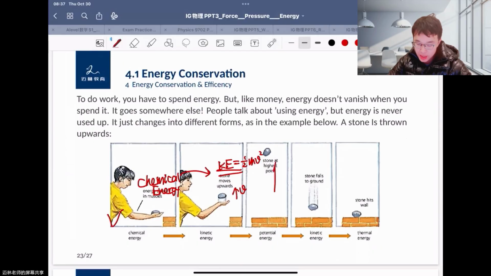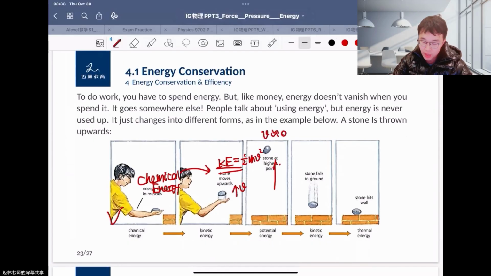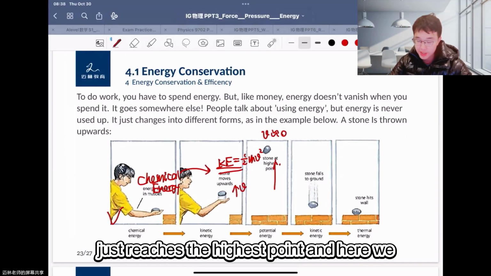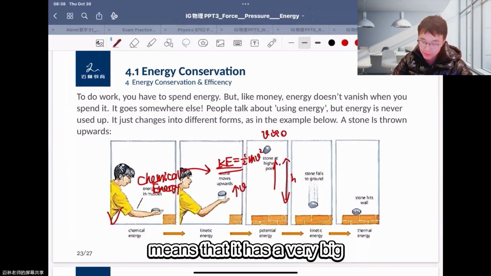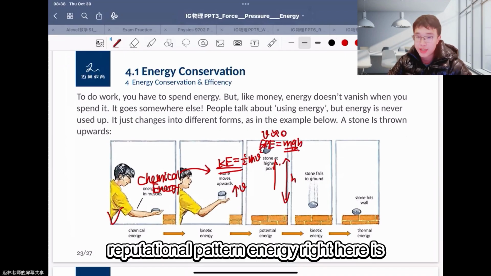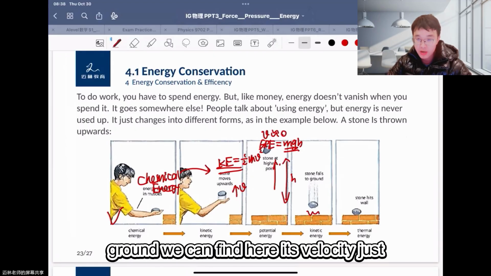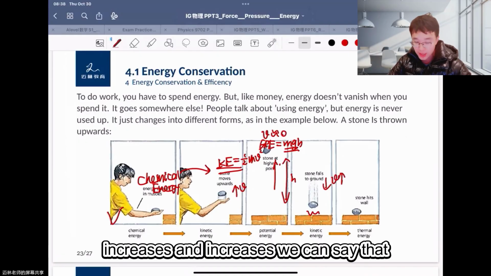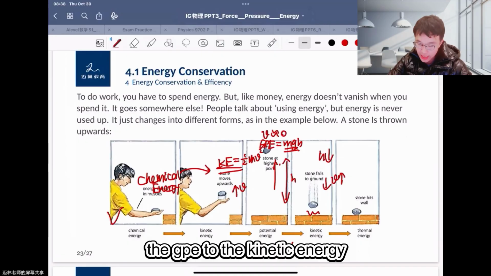And after it moves to the highest point, we can say that its velocity approximately equals zero, right? Because it just reaches the highest point. And here we can find it has a very big height, right? So it means that it has a very big gravitational potential energy, right? Here GPE means mgh, right? And as the stone falls to the ground, you can find its velocity increases and increases. You can say that as its height decreases, it turns the GPE into kinetic energy, right?